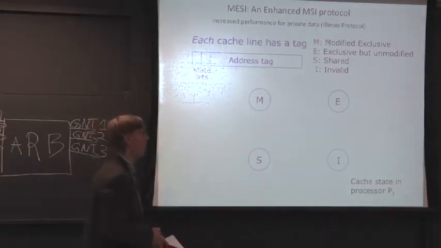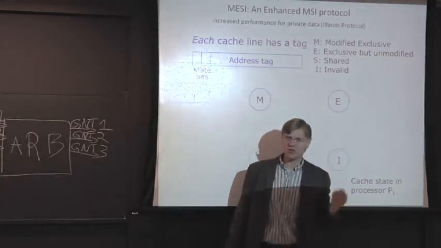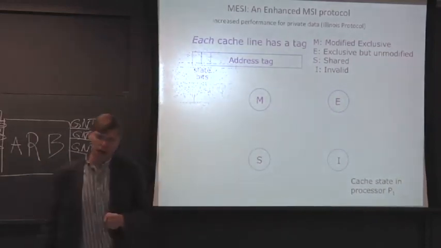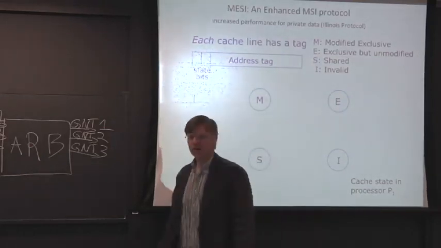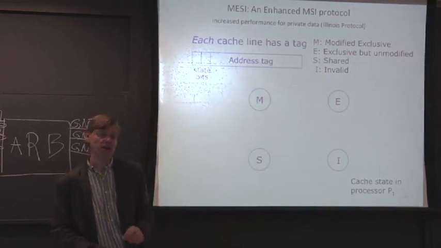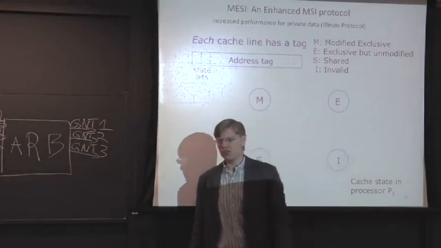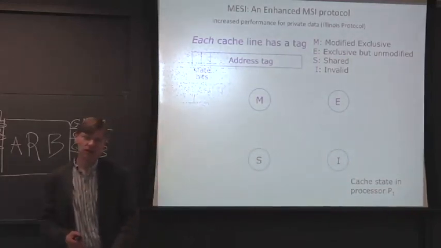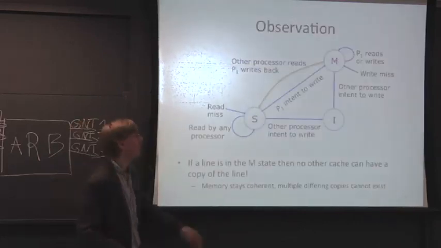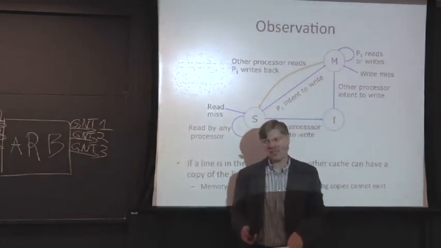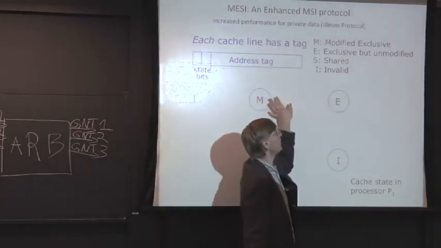Well, we're going to have an invalid state and a shared state. Those look similar to what we had before. And now we're going to have a new state called the exclusive state, or exclusive but unmodified. This is very similar to the modified state, the M state. In fact, the insight here is that we're going to take the state diagram from MSI and take the modified state and split it into 2 states, M and E, modified and exclusive.